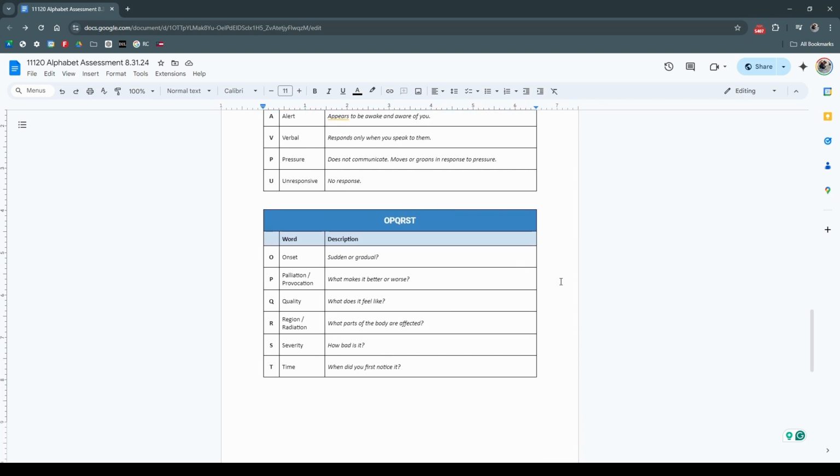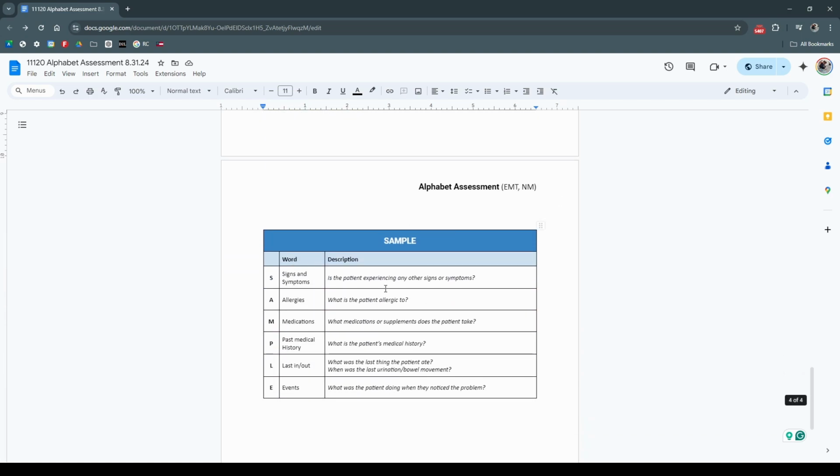OPQRST is primarily designed to assess a patient's pain, though it can be used to assess their difficulty breathing or just a general condition. And SAMPLE is really figuring out where they are in recent history and what led up to the situation.